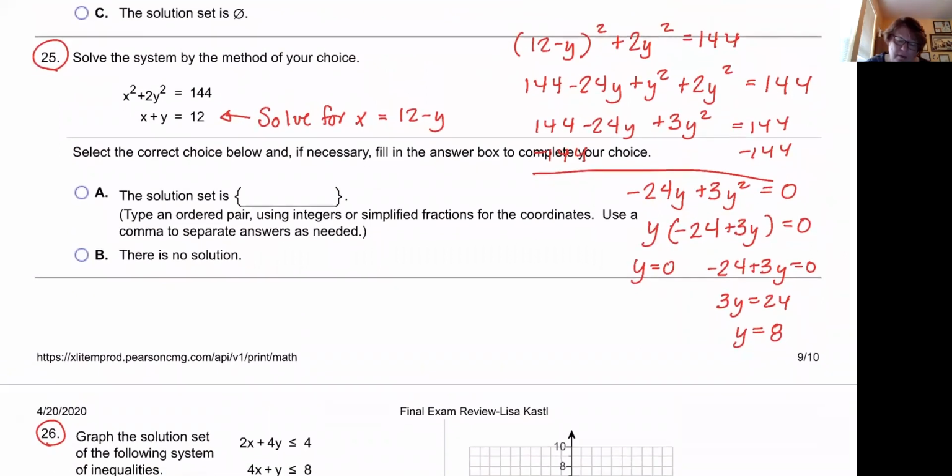And I had solved the second equation for x. So I'm just going to plug those 2 values for y back into this equation to find my 2 values for x. So if y is 0, x is 12 minus 0, or x is 12. So one of my ordered pairs is 12, 0. If I have y equals 8 and I plug that in, I get x is 4. So my other ordered pair is 4, 8.